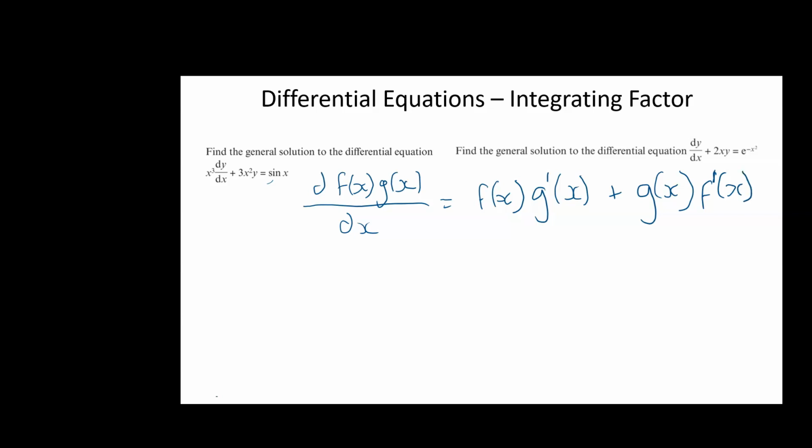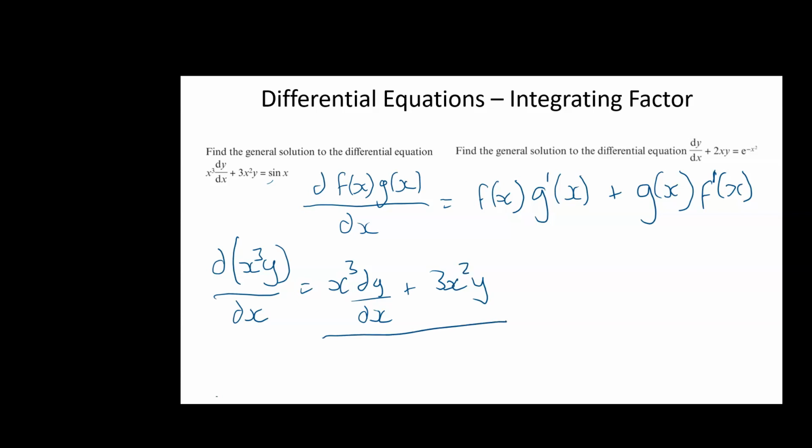Okay, and so if we think about this as x cubed and y, let's just check it works. d of x cubed y dx would be the first, x cubed, times the differential of the second, dy by dx, plus the second, which is y, times the differential of the first, which is 3x squared. And that is exactly what we have here.